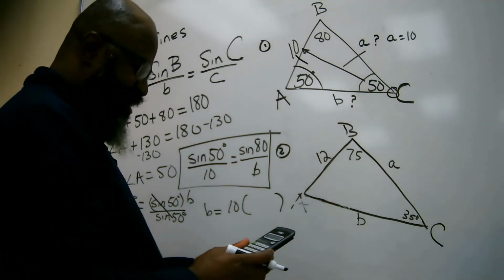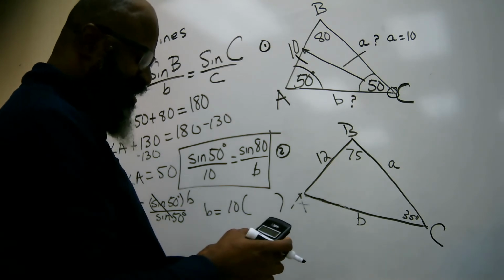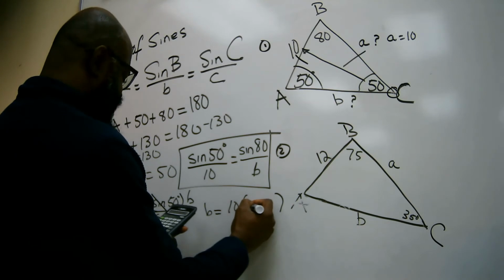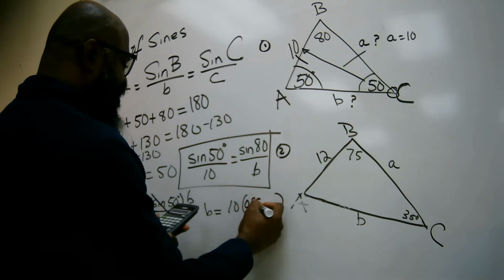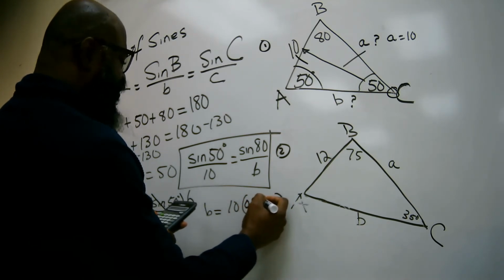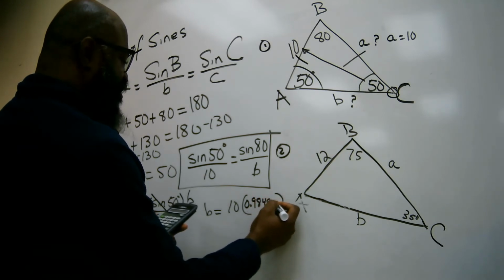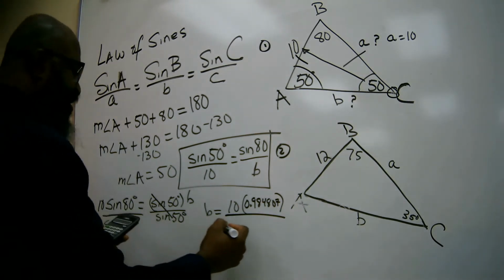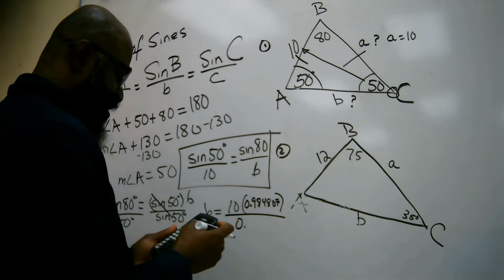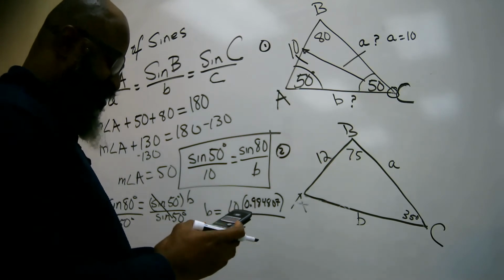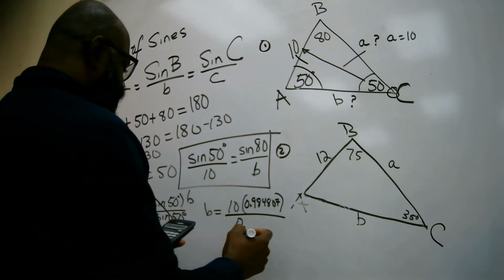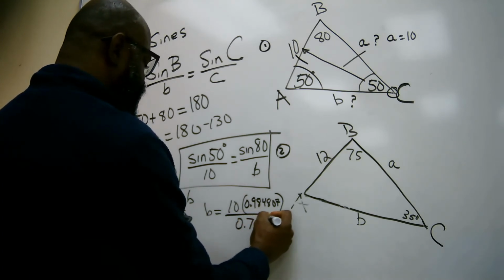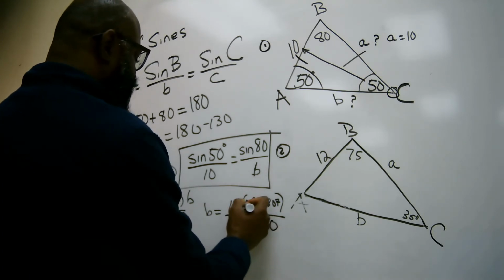On the calculator, press 80, make sure it's in degree mode, and press sine. It's going to give you 0.984807, right? Divided by sine of 50, and whatever sine of 50 is, again, use your calculator, put 50 and press sine. It gives you sine of 50, which is 0.7660. Now you're going to multiply 10 by that.